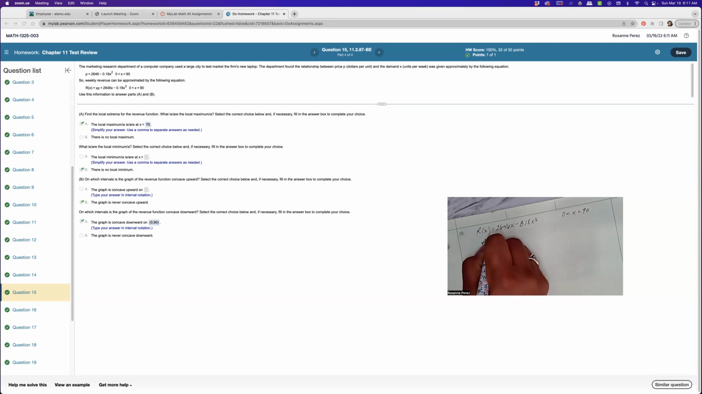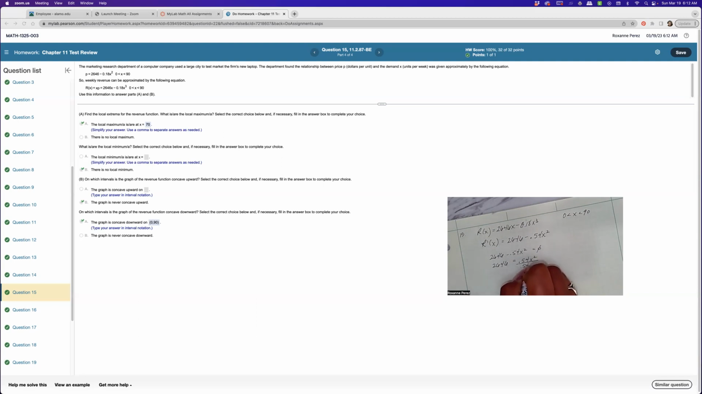So R prime of x is 2646 minus, this is going to give us 0.18 times 3, which comes out to 0.54x squared. Okay, and so we're looking for local extrema, so we can set this equal to 0. So 2646 minus 0.54x squared equals 0. Let's solve for this. So 2646 equals 0.54x squared.